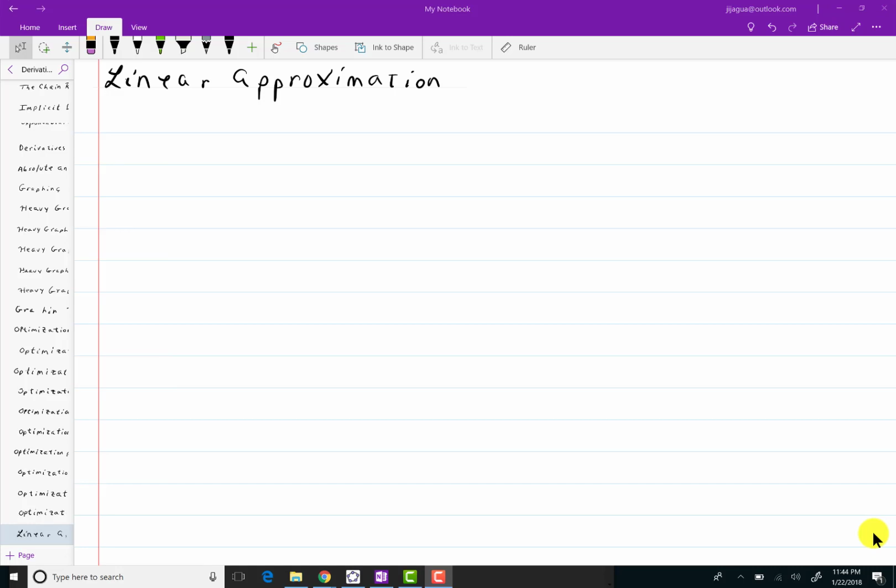This topic involves using a straight line to approximate a function at certain locations. It's called linear approximation, and I'll start with an example.